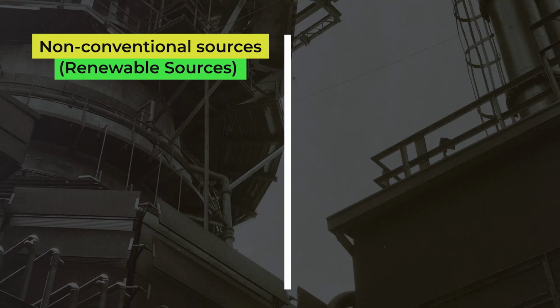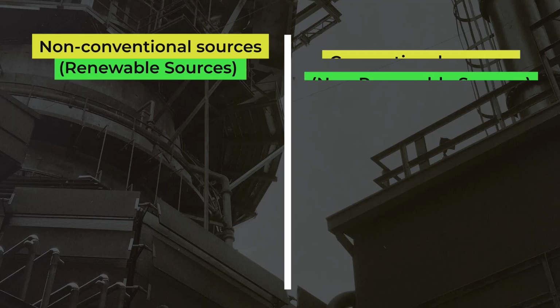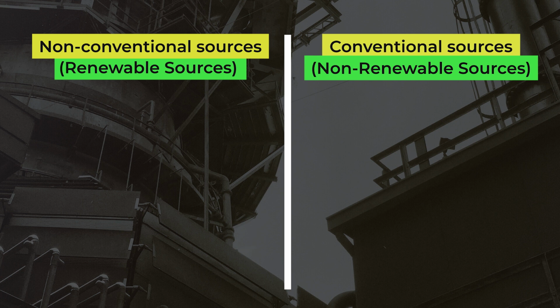Here we will discuss about the sources of energy. So, basically the sources of energy can be divided into 2 broad categories. Number 1 is non-conventional sources and number 2 is conventional sources. What is the meaning of non-conventional sources and conventional sources? Here we will discuss in a broader way.